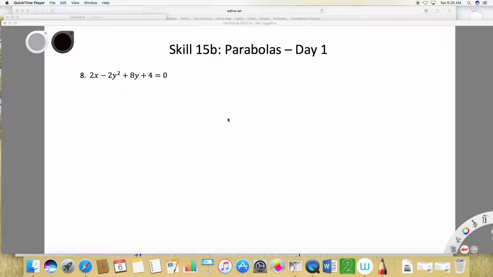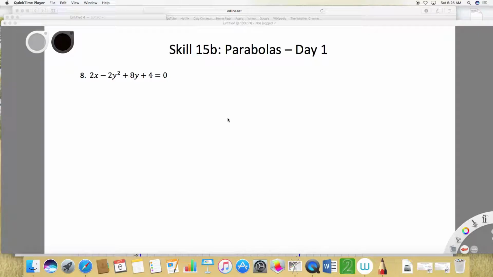All right, so let's take a look at this problem. It's the last problem on this assignment. We have an equation. We know it's a conic section. The biggest exponent is a 2. We know that since only one variable is being squared, the conic is a parabola.